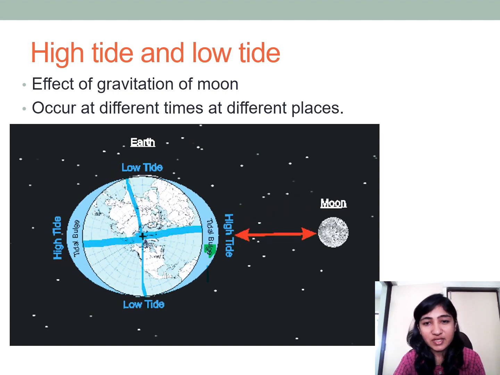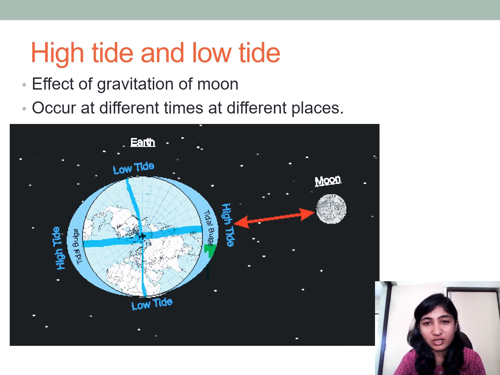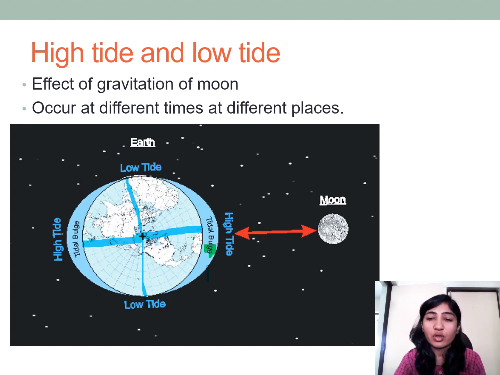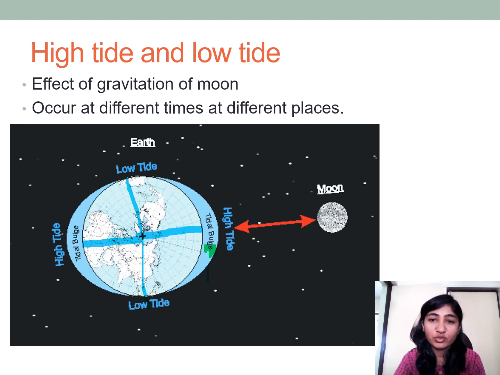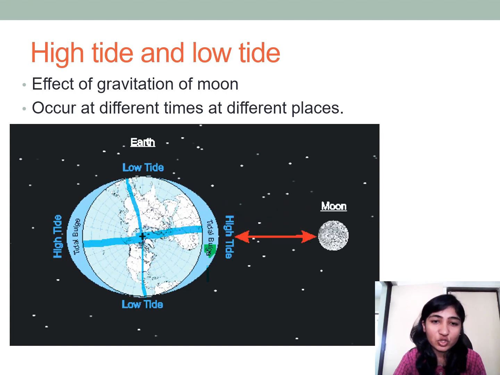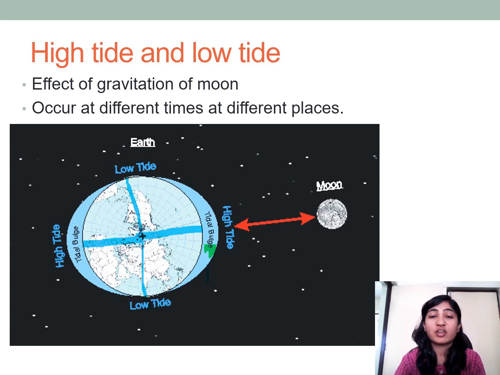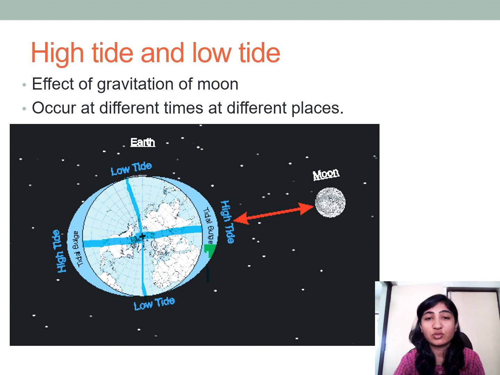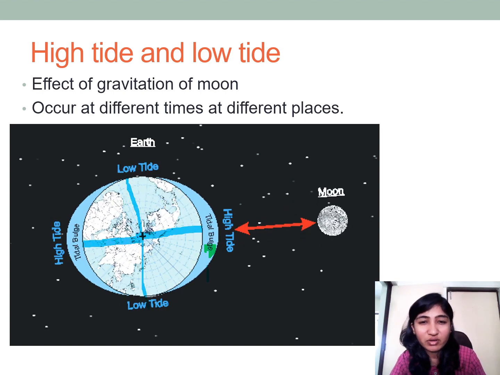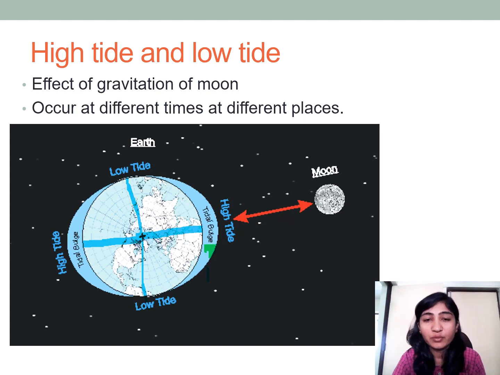So you can see this, the moon is revolving around the earth, and the earth is also rotating itself. You can see both the motions, revolution of the moon and rotation of the earth. So because of the motions and because of the gravitation, high tide and low tide occur, and they occur at different times and different places because of the motion of the earth and the moon.